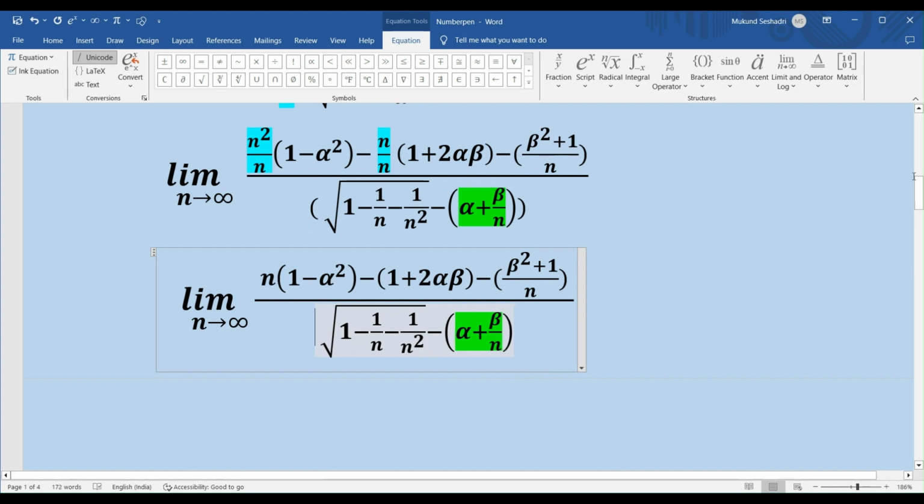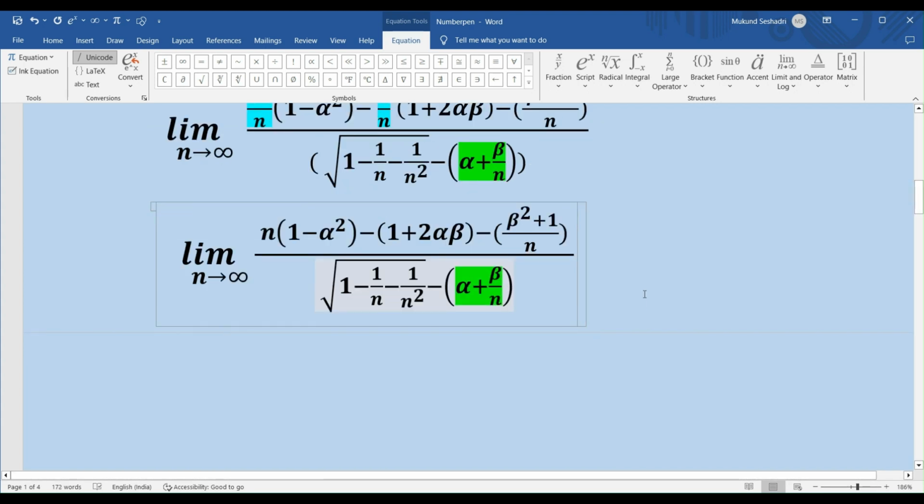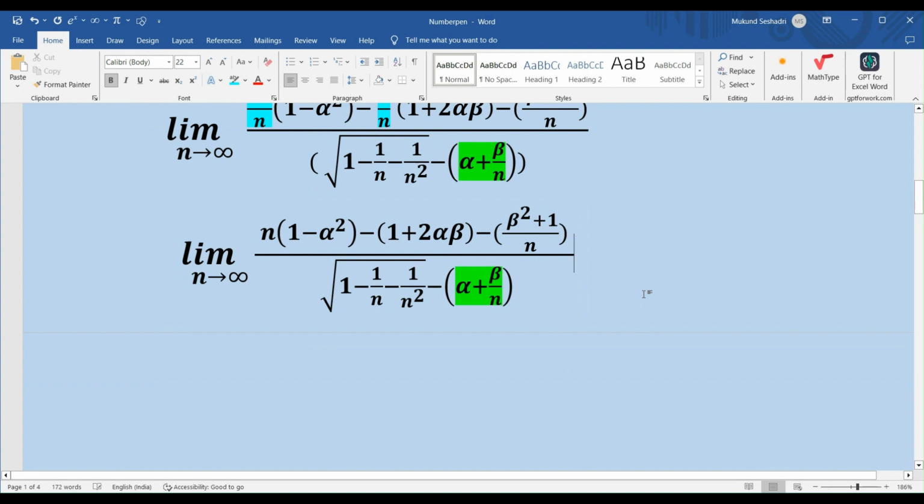So now I'm going to spend a few minutes here. The way we go about solving this problem is, I notice that as n tends to infinity, my denominator tends to 1 minus alpha, because the term inside the square root becomes a 1, and alpha plus beta by n, which is highlighted in green, becomes an alpha.